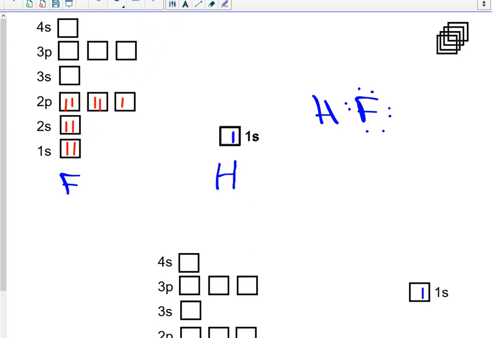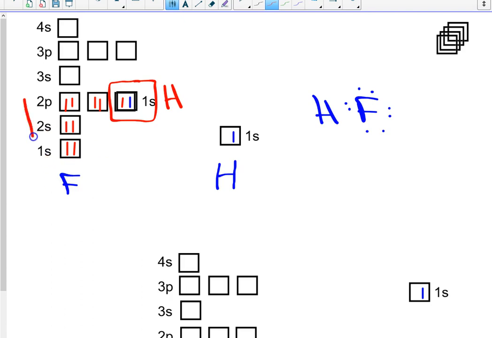All right, and we know that these react and the electron is shared. So what literally happens is the 1s orbital will overlap with this 2p orbital. And now hydrogen, which is occupying this space here, feels like it has its 2 valence electrons. Are you okay with that?